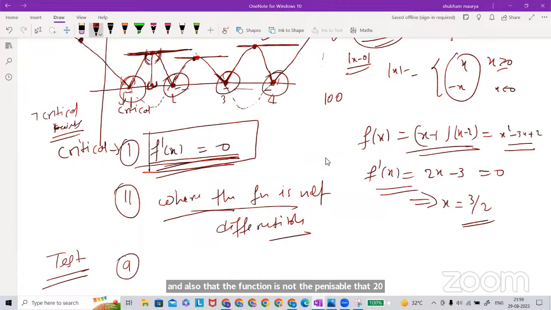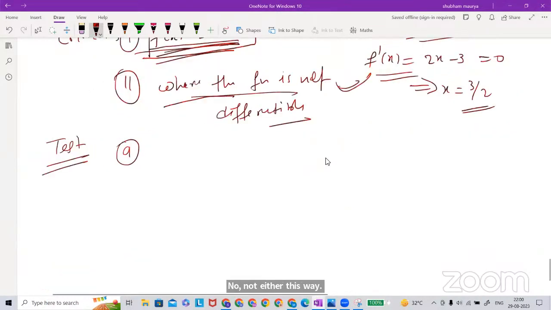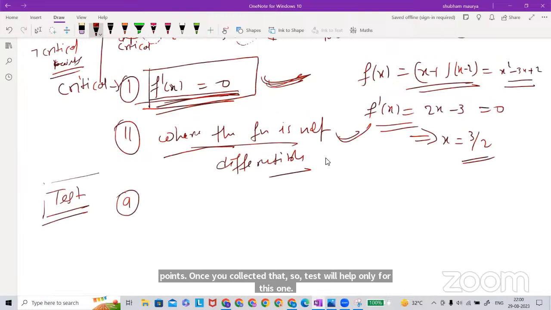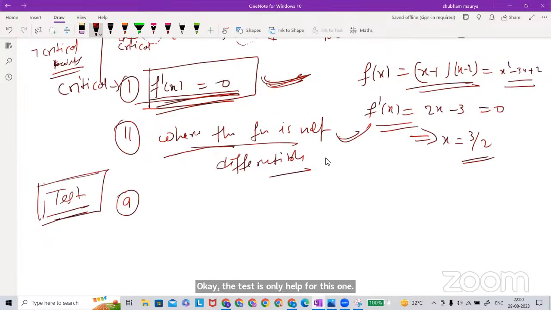Okay, so collect all critical points. Once you have collected all critical points by these two ways, not either this way, but by this way and by this way, the test will help only for this one. The test is only for f double prime, because where the function is not differentiable, how will the second derivative test work?